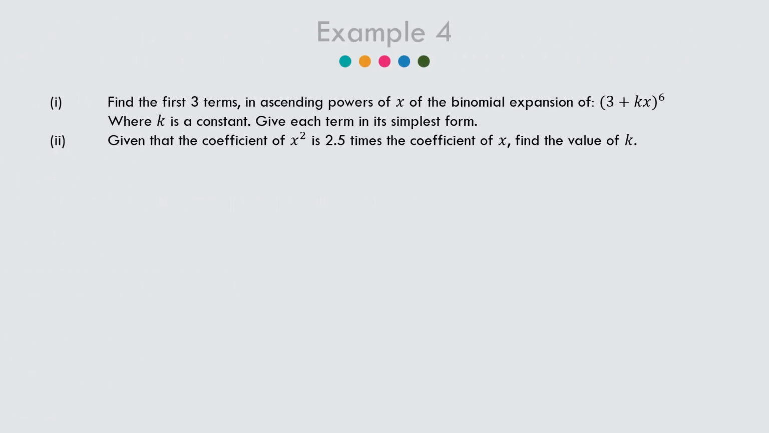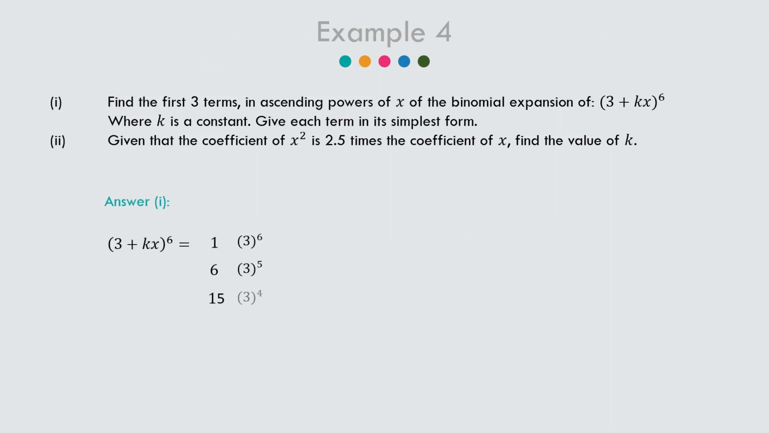In this exam question example, we are asked to find the first three terms in ascending powers of x of the binomial expansion of (3 plus kx) all to the power of 6, where k is a constant. Give each term in its simplest form. And also, given that the coefficient of x squared is 2.5 times the coefficient of x, find the value of k. The first part of the question requires us to find the first three terms in ascending order. So to begin with, we need to write out the three coefficients of the seventh row of Pascal's triangle.